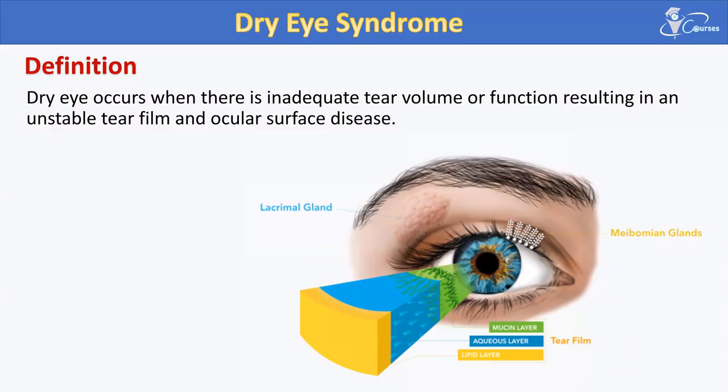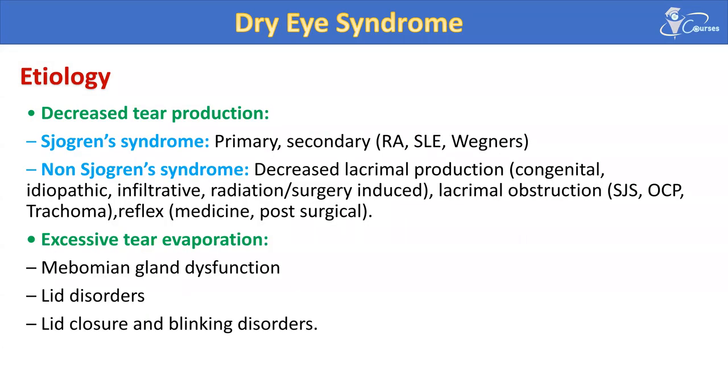So to categorize the etiology, we have two main categories. It could be decreased tear production, or there is excessive tear evaporation. This is for the volume. This is when there is affection of the volume.